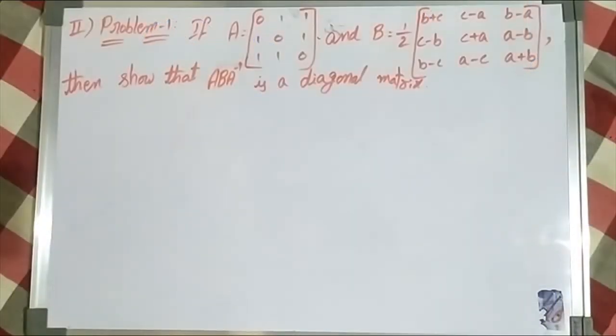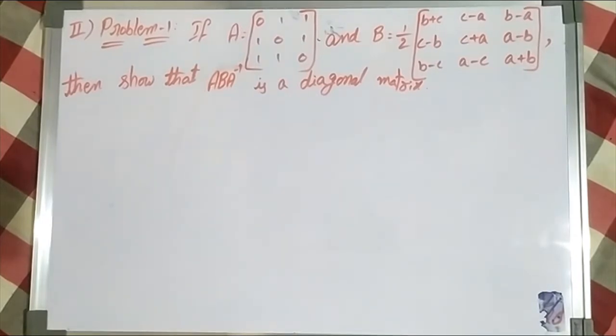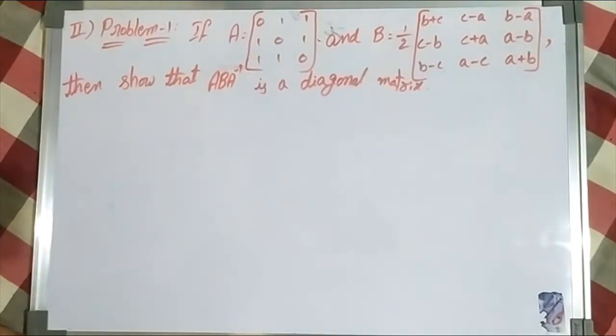Hi friends, in this video we will discuss the problems in exercise 3e, section 2, problem number 1. The problem is: if A equals the matrix [0 1 1; 1 0 1; 1 1 0] and B equals half into the matrix [B+C, C−A, B−A; C−B, C+A, A−B; B−C, A−C, A+B]. This is the given matrix B.